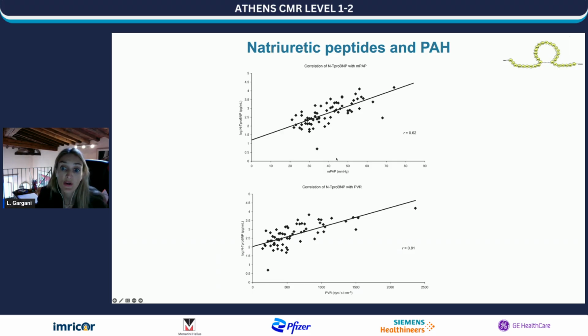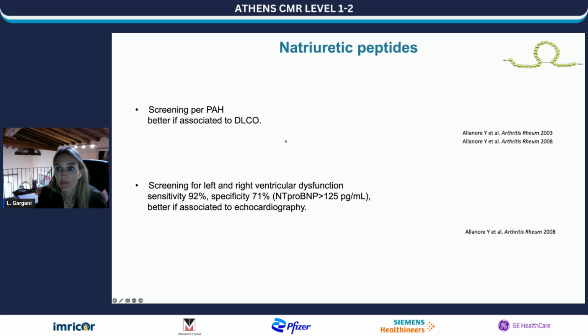And there is also a significant correlation between the values of NT-proBNP and the values of mean pulmonary artery pressure, and also with pulmonary vascular resistance. So this correlation is solid, it is strong, and also has biological grounds. So natriuretic peptides can be somehow used as a screening tool for PAH, although, again, we should remember that they are not so sensitive. They're more specific than sensitive here. And this is also why they work better if associated to DLCO.